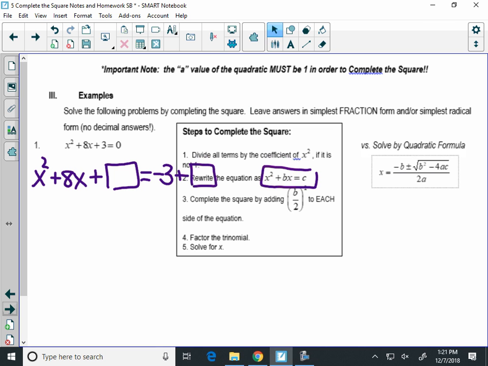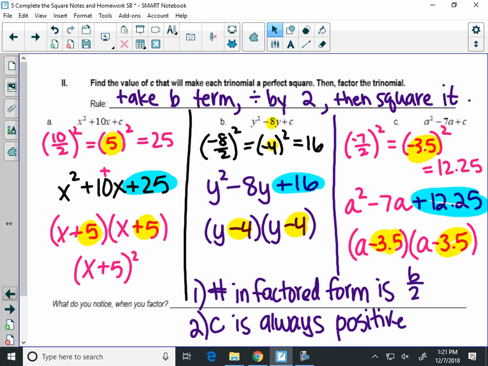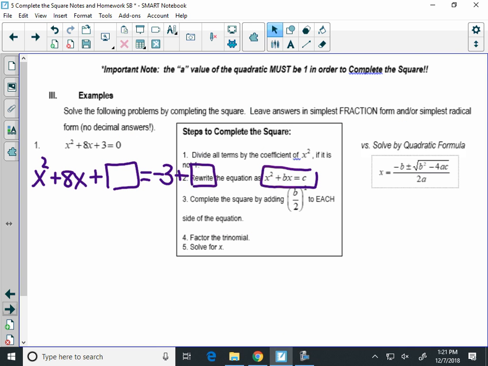Now what we have to do is step 3, fill in the box, fill in the square, by adding (b/2) squared to each side. That's what we were just doing up above. What we're doing is we're going to make a quadratic on the left-hand side that factors really nicely. So let's figure this out. We take 8. We're going to do (8 divided by 2) squared. What is 8 divided by 2? 4. 4 squared is 16. So 16 goes in both boxes. Okay, fill in the box.